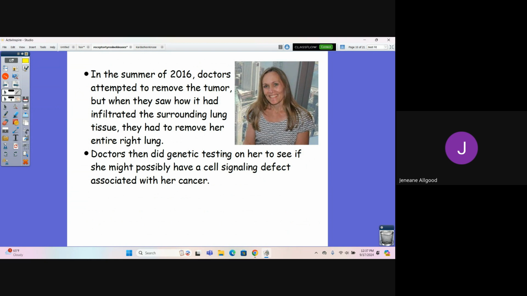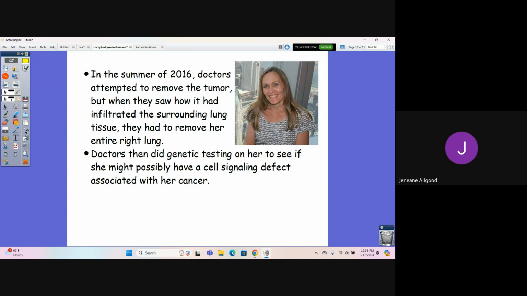So in the summer of 2016, doctors attempted to remove the tumor, but when they saw how it had infiltrated the surrounding lung tissue, in other words, tumors kind of have these extensions. Okay, that's where cancer kind of got its name, because you know how like the zodiac sign, Cancer is the crab, and it's got these legs that kind of stick out. That's what cancer tends to look like under the microscope: yes, there are too many cells there, but it's kind of got these extensions that are a lot of times wrapping around other tissues. So they made the incision, they went and looked at it, and they're like, oh. And so they ended up having to remove her entire right lung.